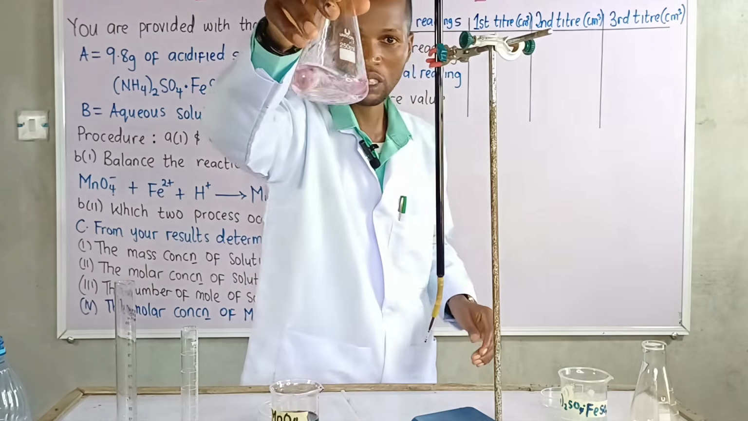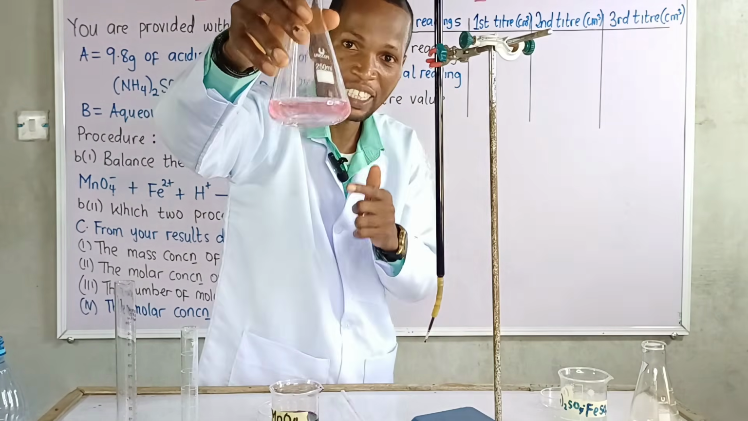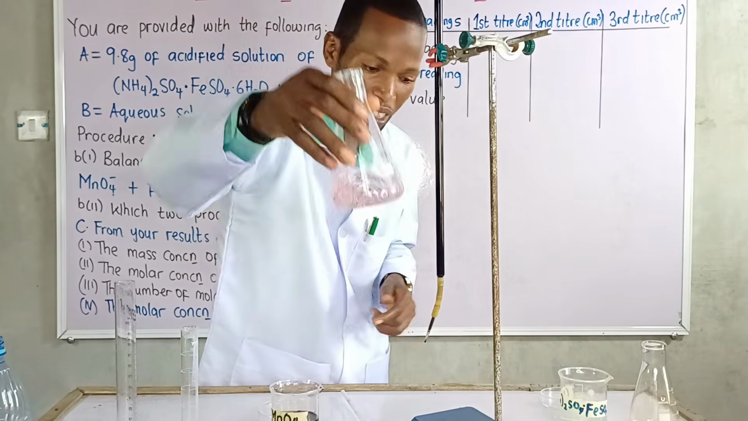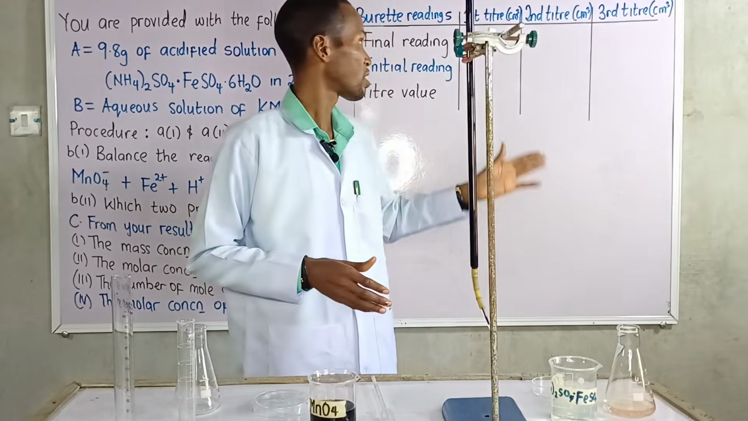Wow, this is what is expected of you in the exam. Here is the light pink color that indicates that the endpoint has been reached for this volumetric analysis. So can we record the titre value? We have 11.40. Moving on, can we conduct the second titration?